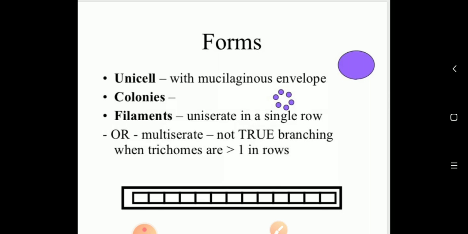They are present in several forms, like unicellular, colonial, or filamentous forms. If they are unicellular or filamentous, they are surrounded by a mucilaginous envelope which prevents them from drying and also helps them in movement. If they are present in filaments, they may be uniseriate, that is, cells are present in a single row, or multiseriate, where the filaments are branched.